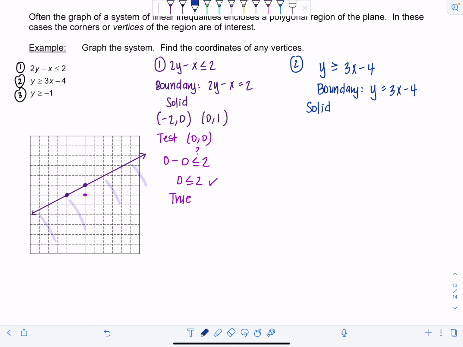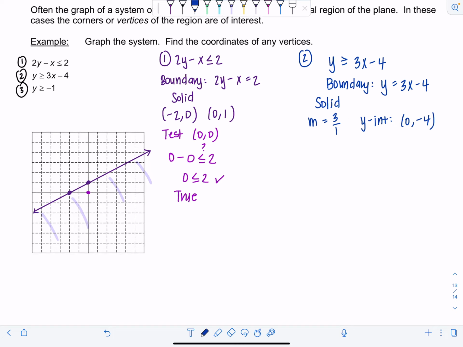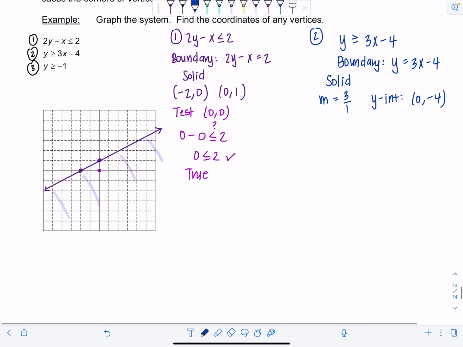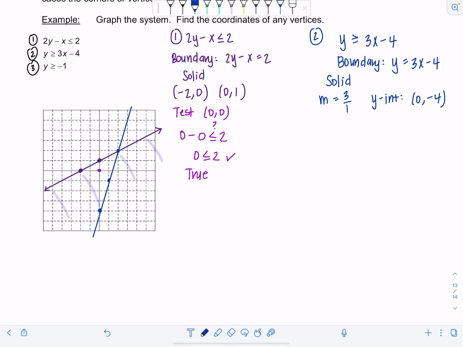And in this case, y is isolated. So let's go ahead. The slope is 3, or 3 over 1. Y-intercept, 0, negative 4. So let's start off. Remember, you always graph the y-intercept first. 0, negative 4. 1, 2, 3, 4. And then the slope is 3, up 3 over 1. And here's the line.